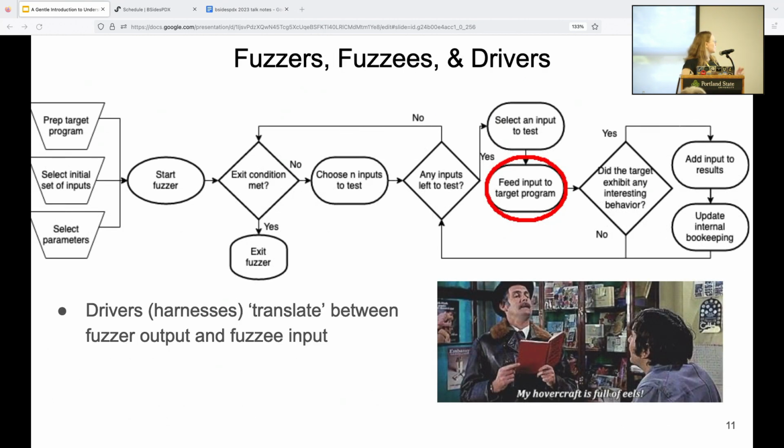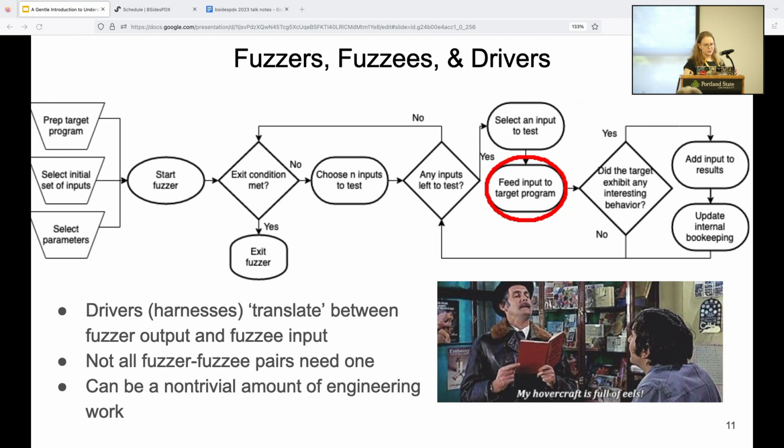But the other thing you need to know is that the original fuzzer didn't really have one of these, because everything it worked with spoke standard in. But there is sometimes a need for a driver, also known as a harness, which acts as a glue between the fuzzer output and the fuzzy input. Not all pairs need one, but if you do, you really want to make sure you put the engineering effort into it. If you're trying to knock on 100 doors, and you only actually knock on one, are you going to find the bugs behind the other 99 doors?